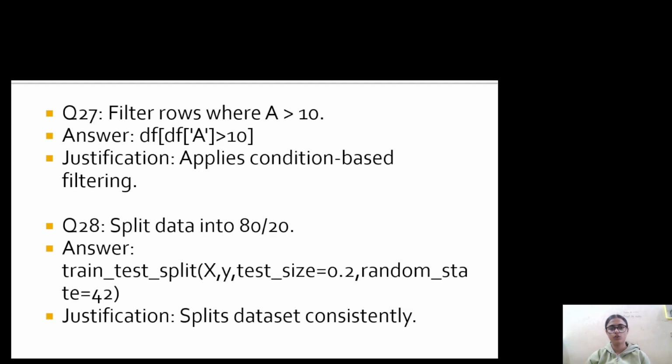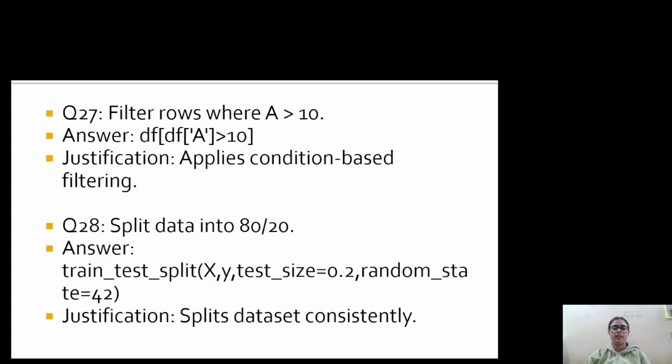Next is filter rows where A is greater than 10. This is boolean indexing. df[df['A'] > 10] is the command used here, and it creates a true or false mask, and the data frame returns only those rows where the condition is true, useful for selecting data based on conditions.